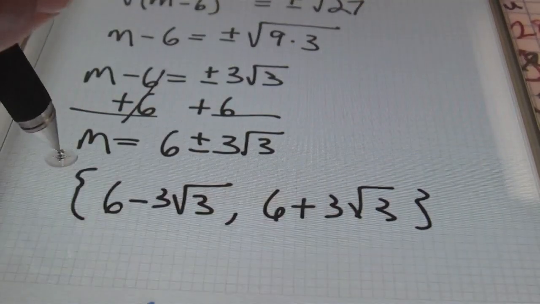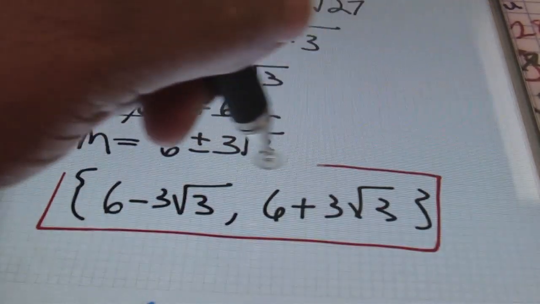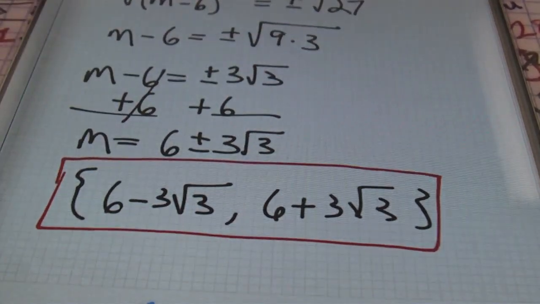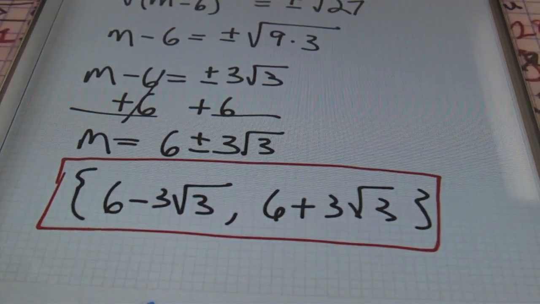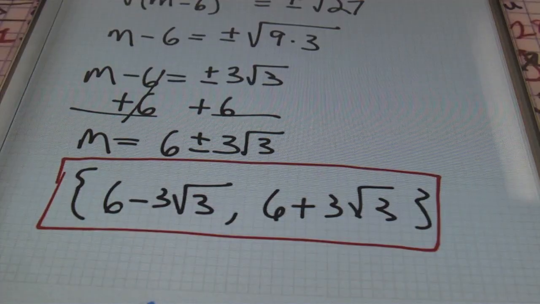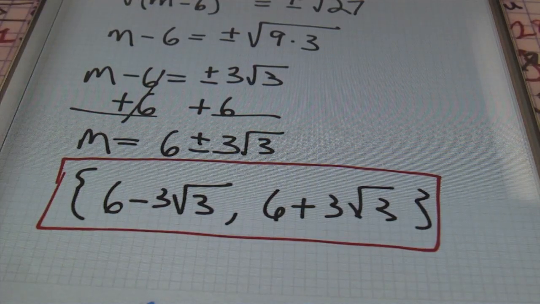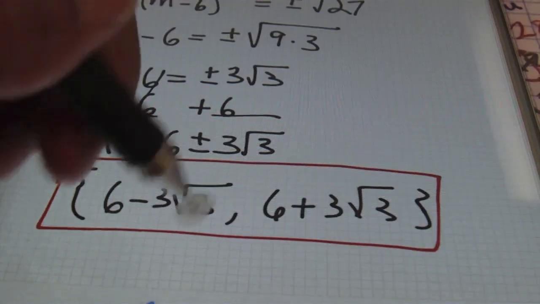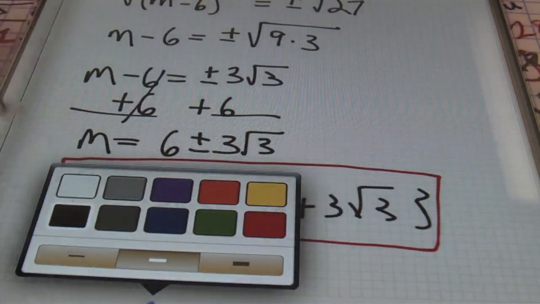So notice that I'm writing my solution in ascending order, and since I'm subtracting 3 times the square root of 3, I'm going to put that term first, and then the other one will be larger, of course, because I'm adding 3 times the square root of 3. And that concludes problem number 4, ladies and gentlemen.